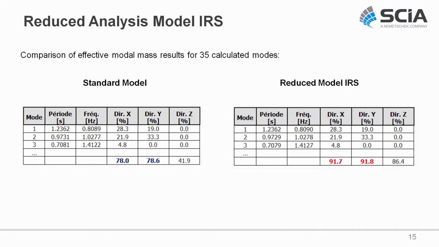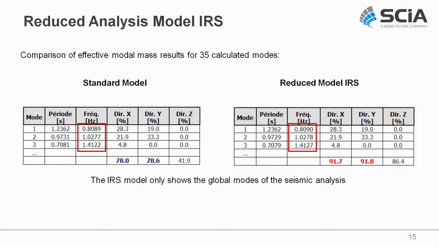Okay, let's compare the results between a standard model and a model with the reduced IRS model activated. We see here that using the same number of modes, we have obtained 91% in the IRS model, while in the standard model we only reached 78. We can also see that we get the same frequency in both models, so the IRS model only shows the global modes of the seismic analysis.